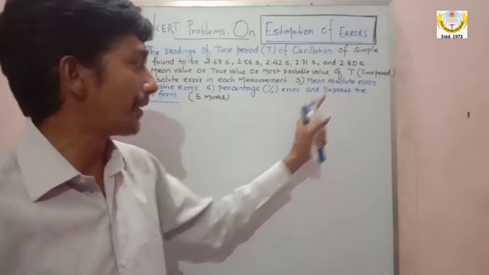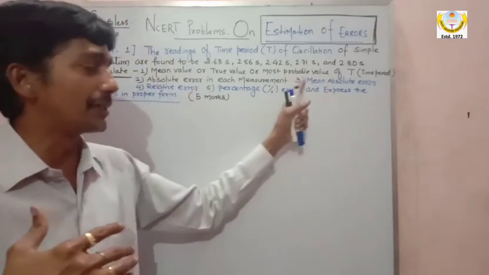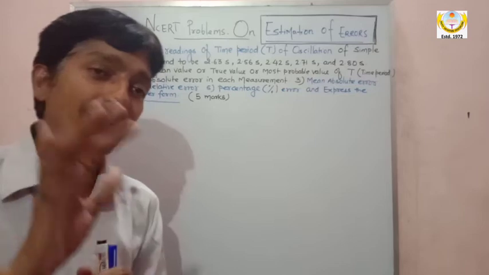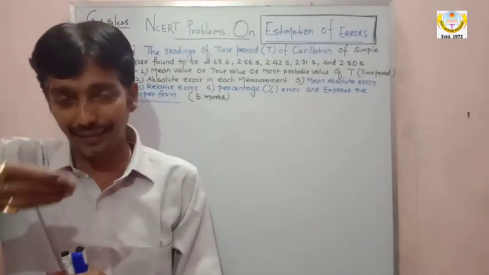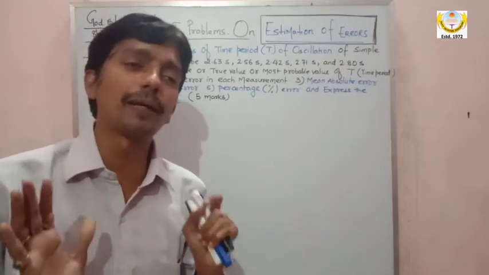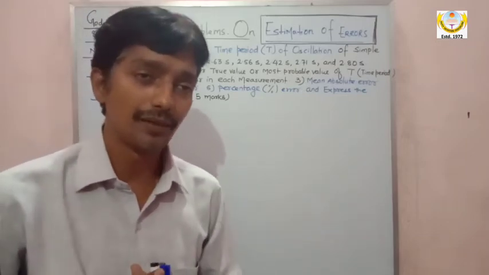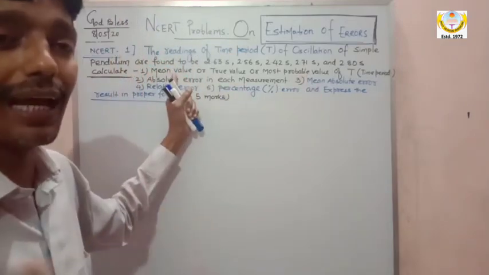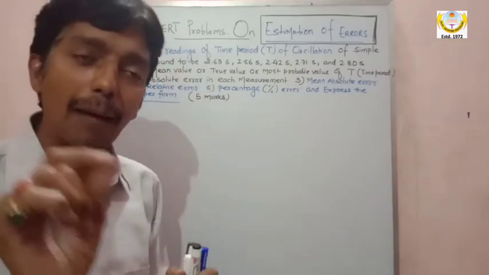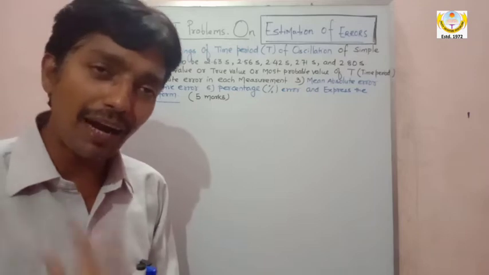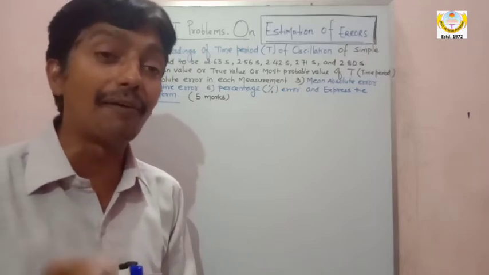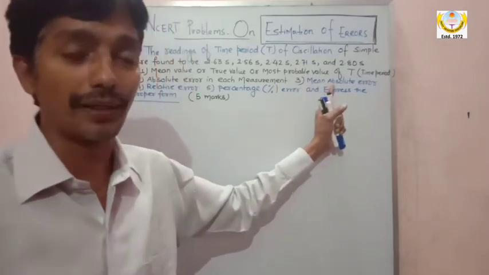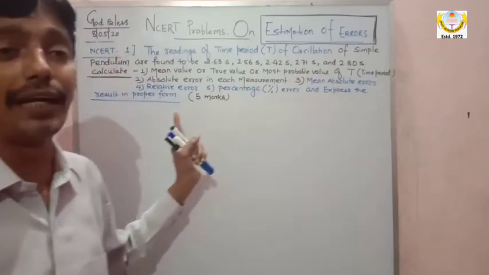The third step is the mean absolute error. After finding the mean absolute error, we will go on to calculate the relative error. This is the way we are estimating the error. So whenever we estimate error, first we find the true value or mean value or average value or most probable value, because mean is also called average. Then we find the absolute error in each measurement. After that, we calculate the average absolute error or mean absolute error. After finding the mean absolute error, we will calculate the relative error.